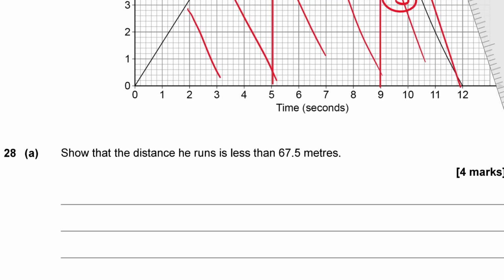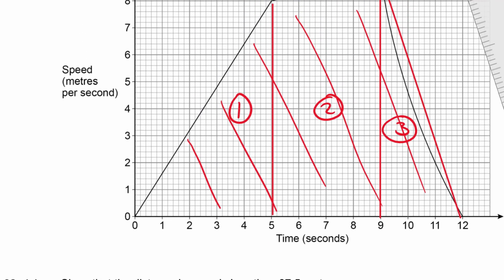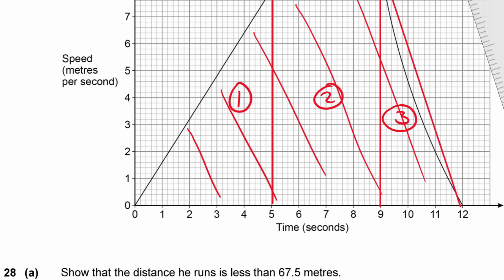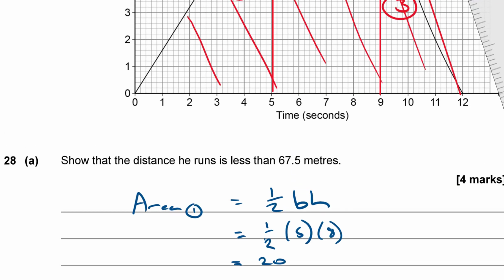So area 1, now that's a triangle, so it's half base times height, isn't it? So the baseline runs from 0 to 5, so a half of 5, and then the height goes from 0 up to 8, so half times 5 times 8. Half of 8 is 4, 5 fours is 20, so that has an area of 20.